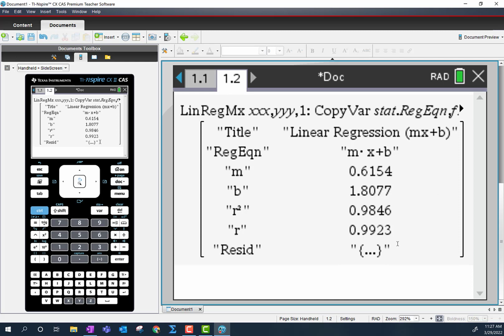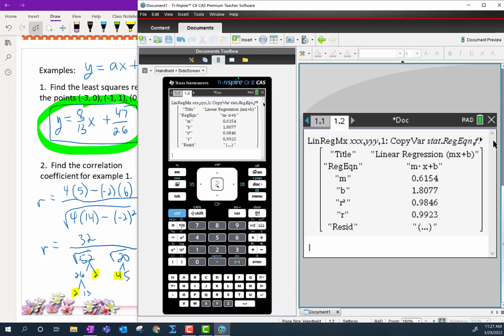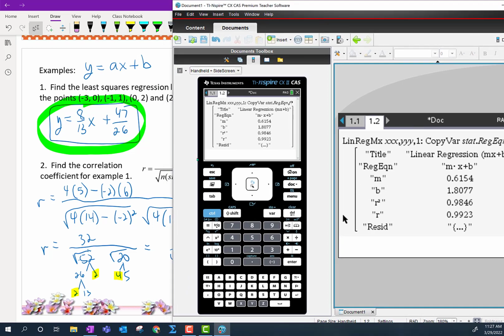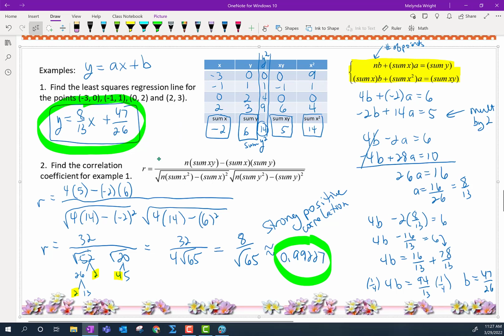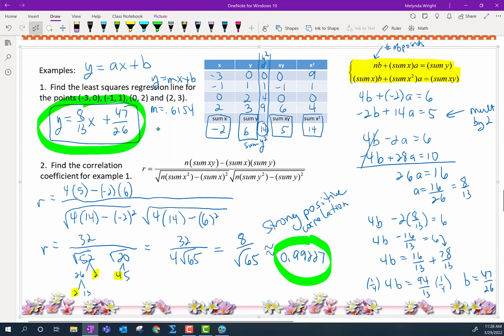So let's put these numbers on our other sheet over here. All right, so let me just minimize this for a bit. Okay. So we've got, let's see, our M is 0.6154. So M equals 0.6154 for y equals mx plus b. And then let's see, our b was 1.8077.